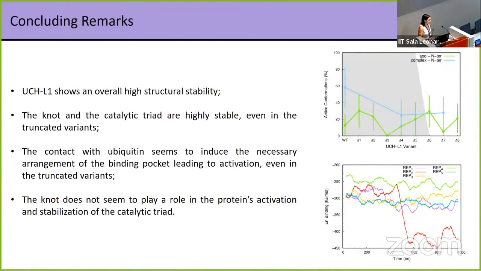Okay, so as of right now, we have pretty much 4 concluding remarks. The first one is that our protein is highly stable throughout our simulations. On top of that, both the knot and the catalytic triad are also highly stable, even when we start cutting our protein. We also conclude that it was the contact with the ubiquitin that actually seems to induce the arrangement of our binding pocket that ends up leading to the activation. Once again, we can see this in the wild types, but also in the truncated variants. And finally, as of right now, we can tell that our knot doesn't really seem to play an important role in the protein's activation and the stabilization of the catalytic triad.